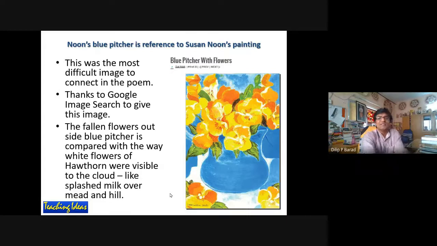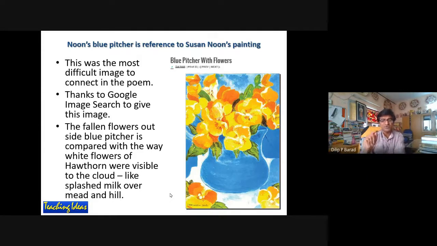And then I found that this is a painting done by Susan Noon. Susan Noon, and Noon is last name. Noon is surname. Like Hawthorne seems to be surname, but it was not surname. It was shrub. Noon seems to be noon time of the day, but it was not time of the day. It was surname of somebody whose painting is referred here. Susan Noon, and her blue pitcher, and then there is this reference that the flowers are splashed out. So that is how it is connecting. The milk is splashed out, flowers splashed out from this.